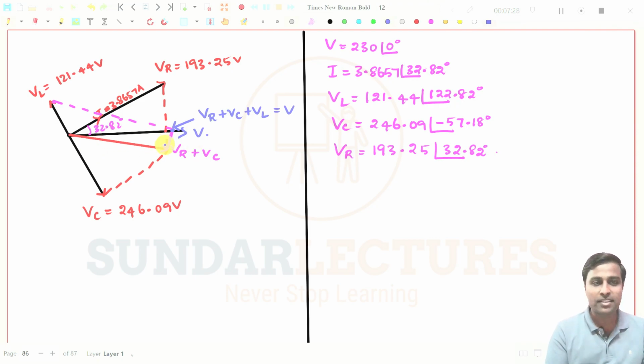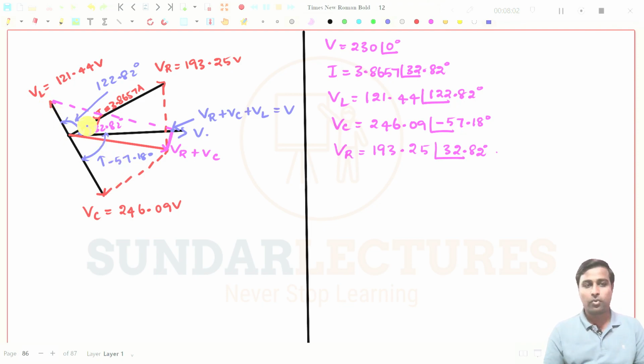So what is this angle now? Right now, it is very simple, right? What is this angle? This is nothing but V, and what is the angle of VC? VC will be minus 57.18 degree. And what is this angle? This angle is 122.82 degree, and everything is good now. See, this is the 32.82 degree angle.